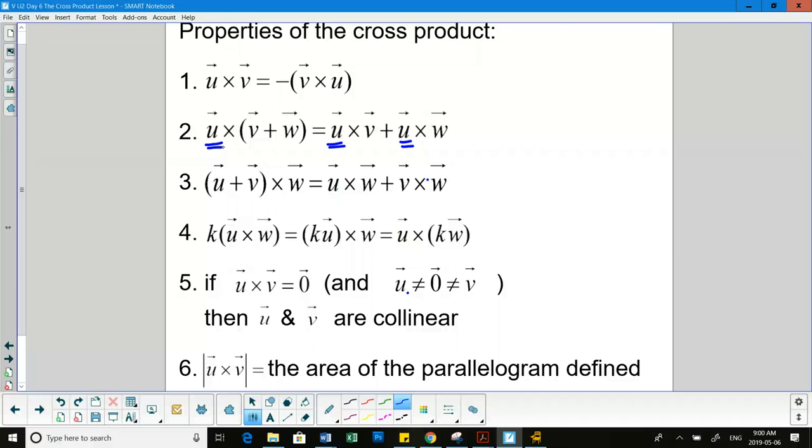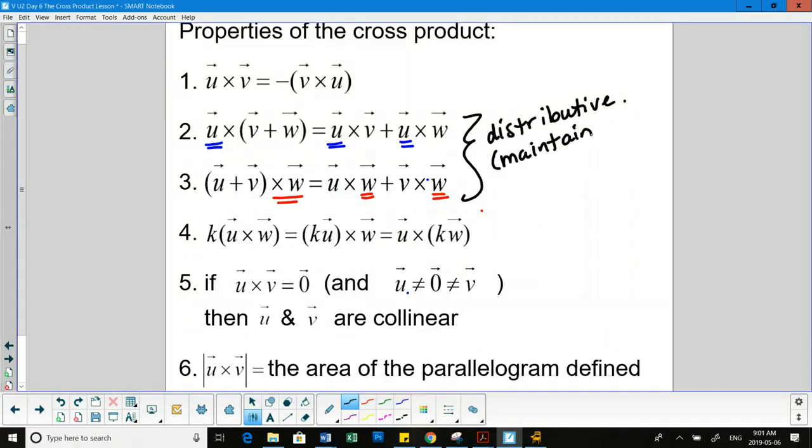Yes, exactly. So you'll see here, I have another example. If w is at the end, then I'm making sure that my w's in my expanded version are at the end of those cross products. Both of these are examples of the distributive property. So we just want to make sure we maintain the order of the vectors being crossed.